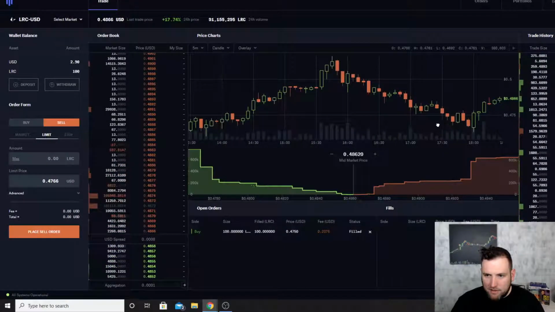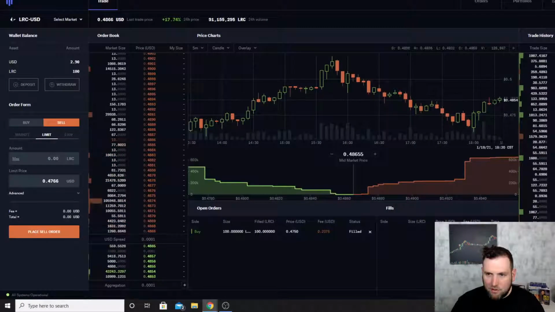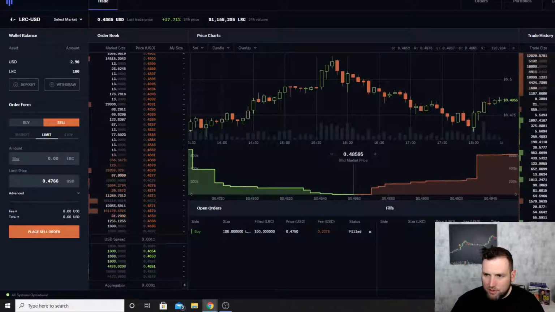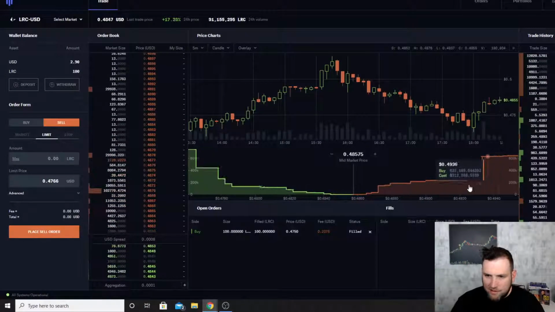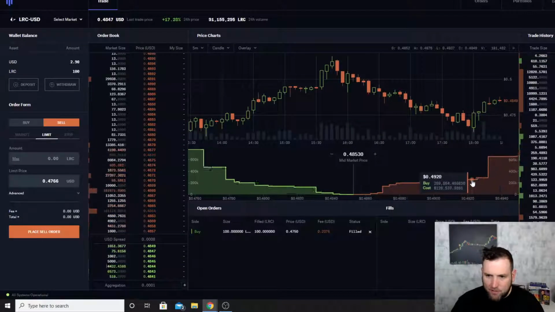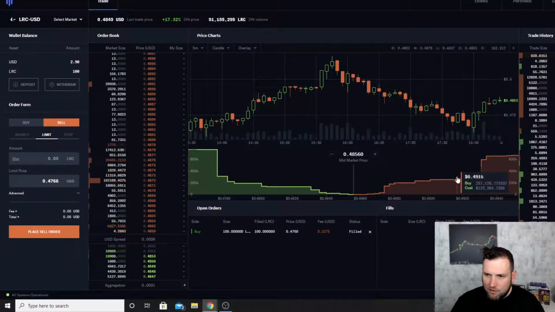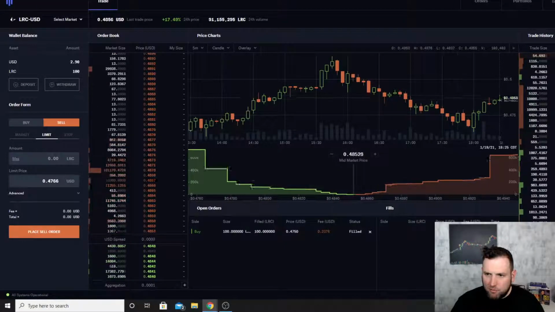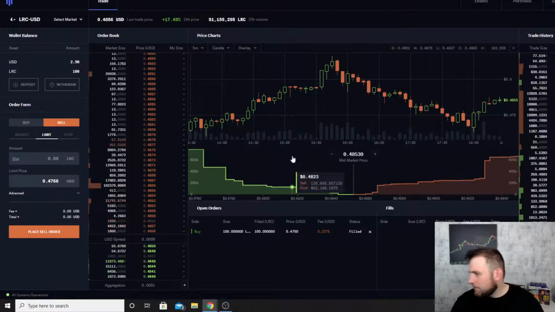So we're still kind of consolidating here. Slowly pushing up. We need to see the buyers start pushing this to 49 cents. We need to take out all those sellers. And actually, a good bit of those sellers at 49 cents have dropped off now. So if buying can keep coming in, we might start to push up to 50 cents here soon.